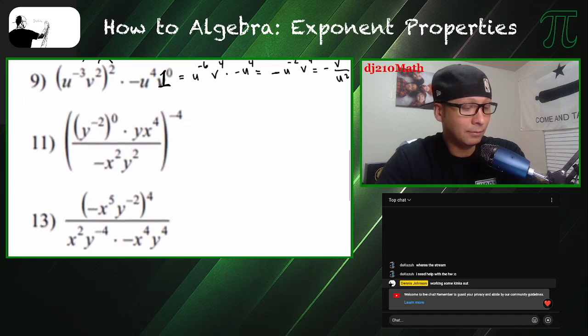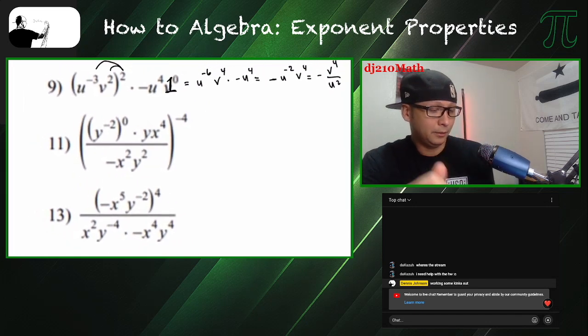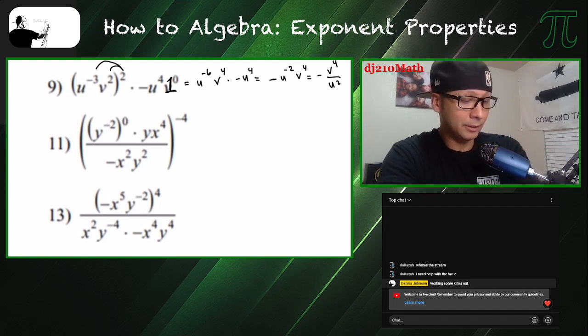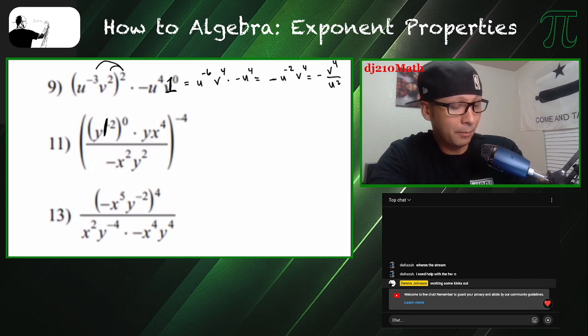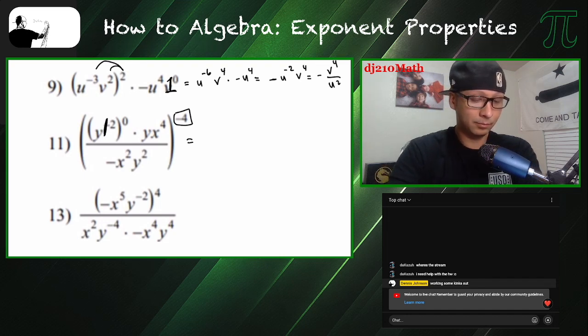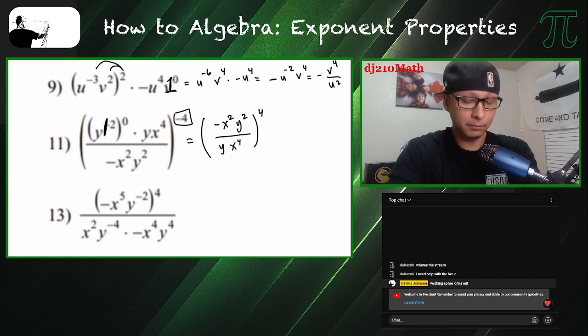All right, number 11. These do get progressively more difficult. Anything to the 0 power is just going to be 1, so it doesn't matter what's in there. That's a 1. Since this exponent is negative, I'm going to flip the fraction. So negative x squared y squared over y x to the 4th. And because we flipped it, the negative goes away, so it's positive 4.